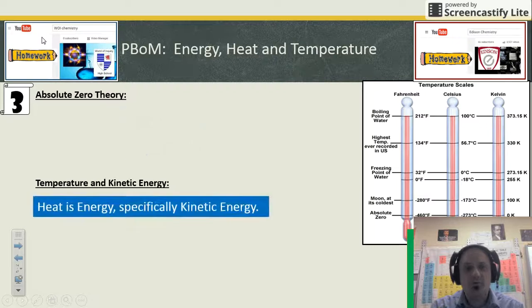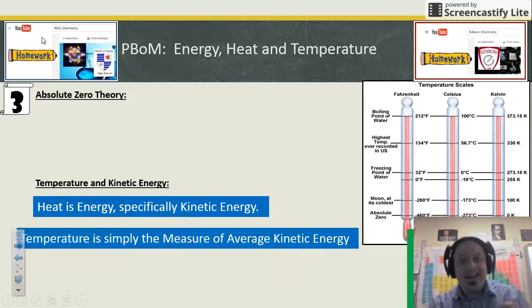How is temperature and kinetic energy related? Well, heat is energy, specifically kinetic. I'm starting to repeat myself now because it's important. Okay. Now, temperature is the measure of average kinetic energy. Therefore, temperature is measuring heat indirectly.